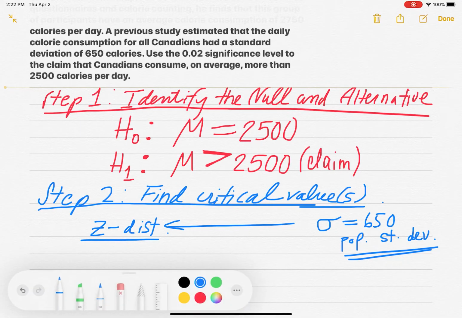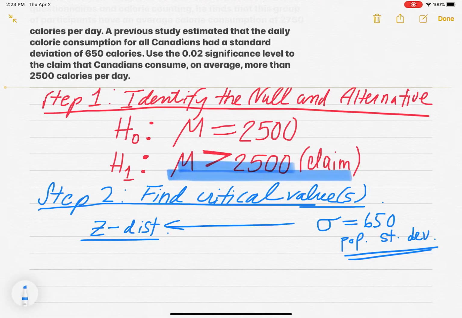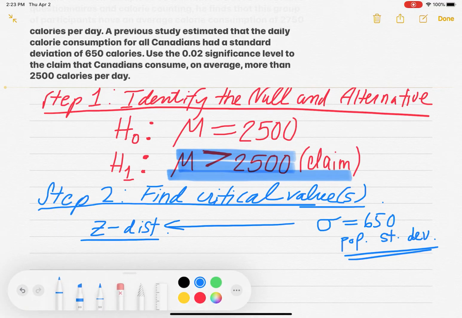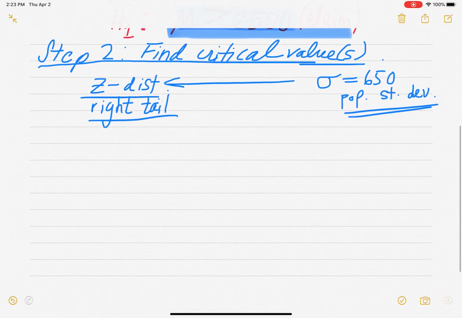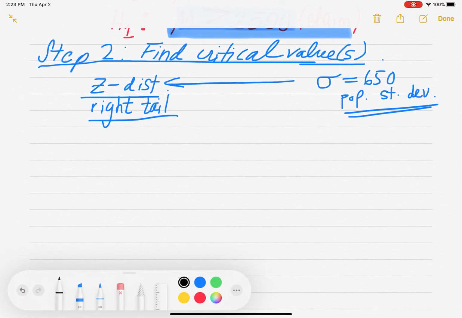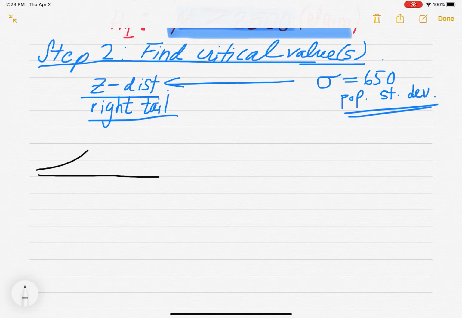Well, if you carefully read the alternative hypothesis, it involves greater than. When you have a greater than situation, you're going to use a right tail test. A right tail test, that's when you have a greater than situation. So to find our critical values, let's draw a picture of the z distribution. Bell-shaped curve, 0 in the center. And we're looking at the right tail.